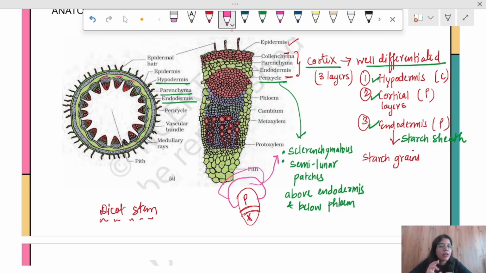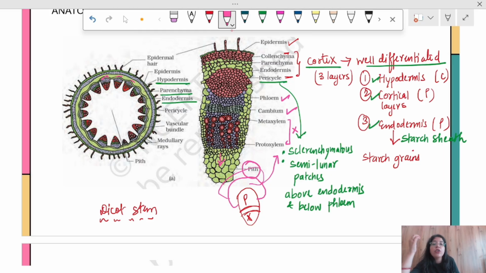Okay, is it living or dead? It is dead. Can it ever make any kind of a branch? No, right? Understood. After that, you can see phloem, cambium, and xylem. Okay, this is xylem, and if you see the xylem, protoxylem is facing the center or pith.